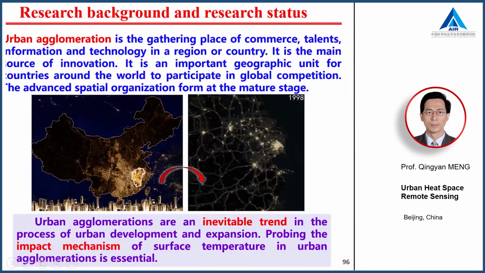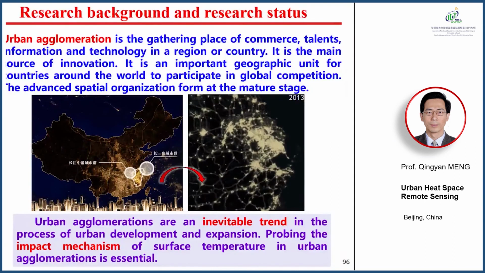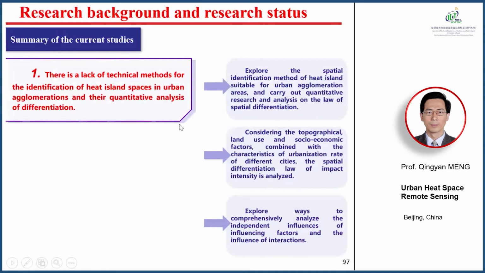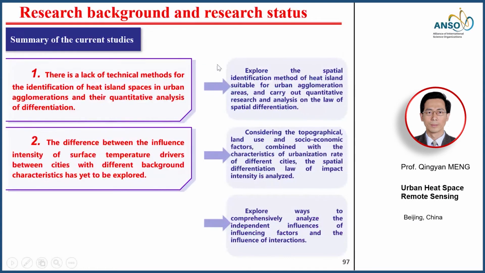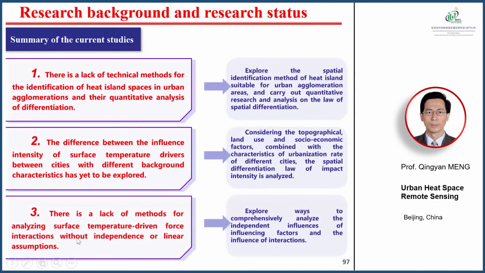The urban agglomeration is an inevitable trend in the process of urban development and expansion. So studying the impact mechanism of surface temperature at the scale of the urban agglomeration is very important and essential. We try to explore the spatial identification method of the heat island suitable for this scale. We also consider topographical, land surface, and socioeconomic factors, combined with the urbanization rate of different cities, to study the spatial differentiation law of the impact intensity, and try to explore ways of comprehensively studying the independent influence of the factors and their interaction.